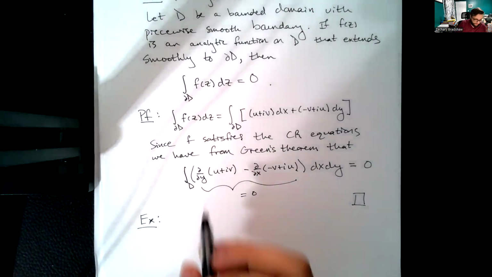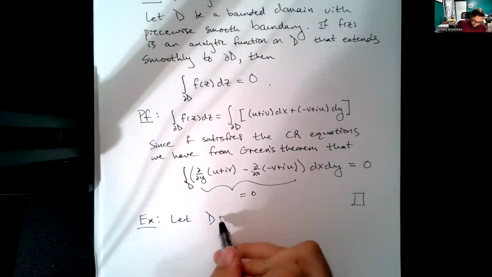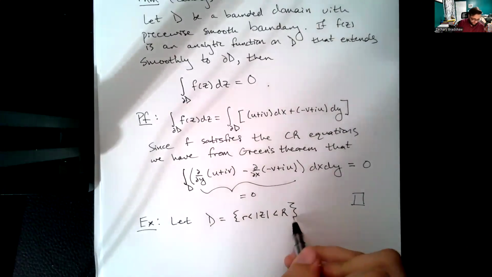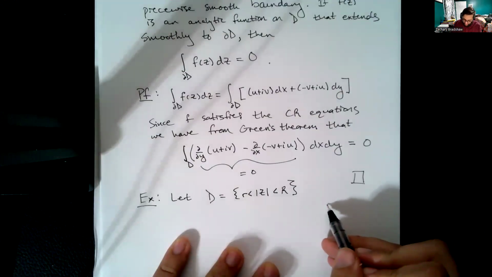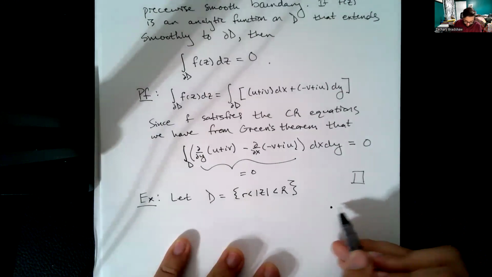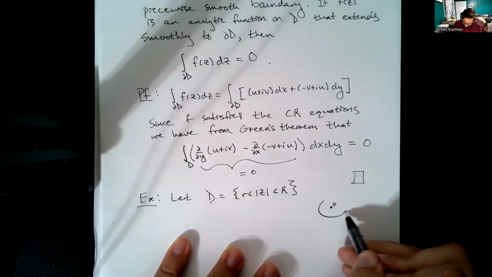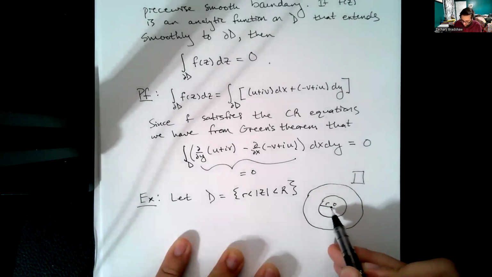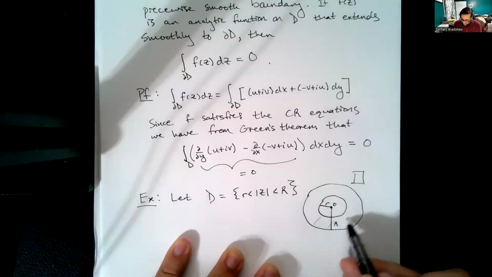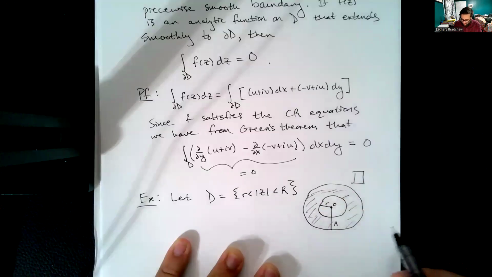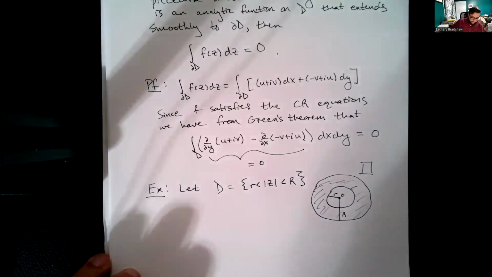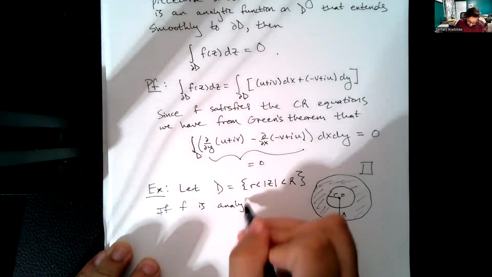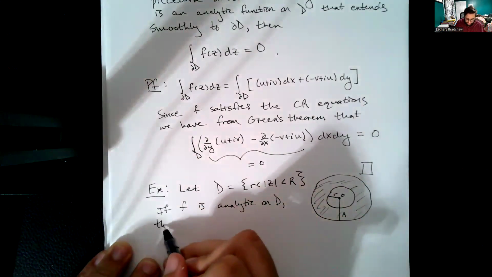But the result itself is very nice. I take, for example, the domain modulus of z between little r and big R. So this looks like an annulus. So let's take a point. This is 0, and we have a circle of radius little r, and then another circle of radius big R, bigger than little r. Our domain is that region in between. Okay, so if f is analytic on D, then what does that tell us?